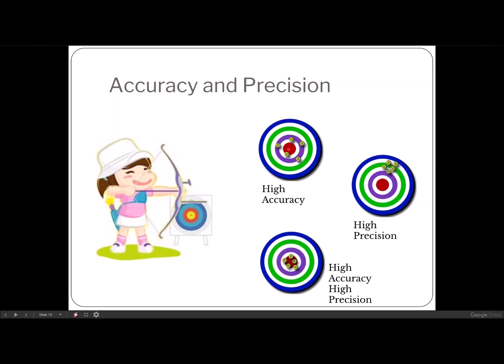So it's good accuracy. In the second example here, the accuracy is not good because it is relatively far from the target, from the bullseye, but the precision is high because she always shoots at close to the same location after 5 trials. So the precision is high, but the accuracy is bad. The best practice, of course, is that the accuracy is high and the precision is also high.